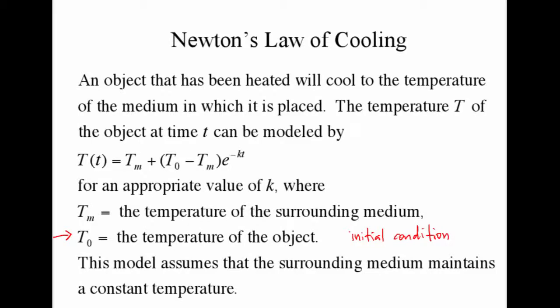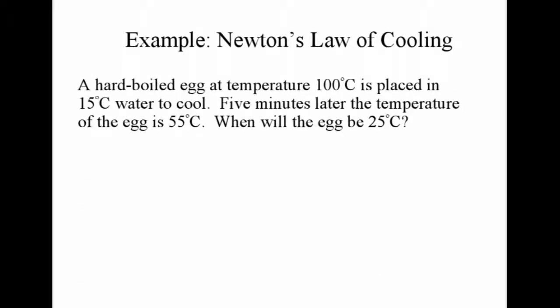courses. So here's an example using Newton's law of cooling. A hard-boiled egg at temperature 100 degrees Celsius is placed in 15 degrees Celsius water to cool. 5 minutes later, the temperature of the egg is 55 degrees Celsius. When will the egg be 25 degrees Celsius? So we've got some information here. We have an equation in the previous slide that we can use. So take a few moments, pause the video, and see if you can come up with a solution to this problem.